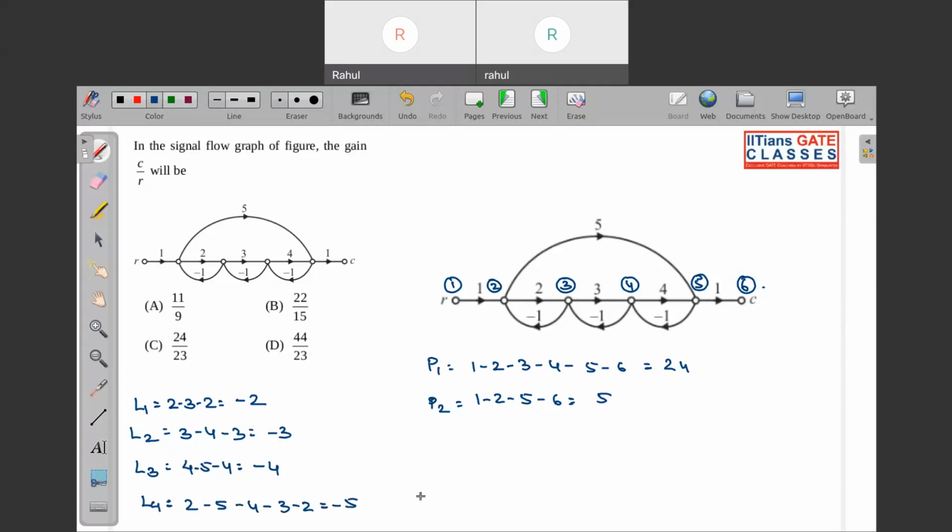Okay, so now let us try to find the associated path factor del 1. So del 1, you can see over here that if we remove this first path, there will be no loops remaining. So this will be 1 minus loop gain. So 1 minus 0 because there are no loops present. So 1 minus 0. Del 2 is if we remove this path.